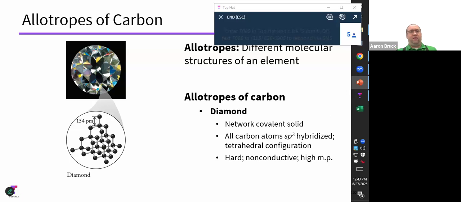All right. Last thing that we'll talk about here are some network covalent solids. We're going to focus mostly on carbon because it's the most interesting. And we need to talk about what an allotrope is. Allotropes are just different molecular structures for a given element.